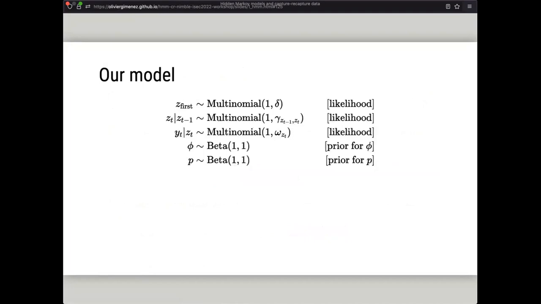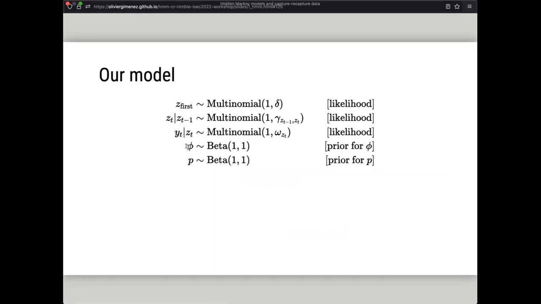Okay, the model is that one. So for the initial states, we have a categorical or multinomial distribution with parameter delta. For the dynamic of the states, it's again a multinomial or categorical distribution with this vector of probabilities, gammas. And for the observation now, given the states at the same sampling occasion, it's also a multinomial distribution with the observation probabilities, the omegas, so the rows of the observation matrix.